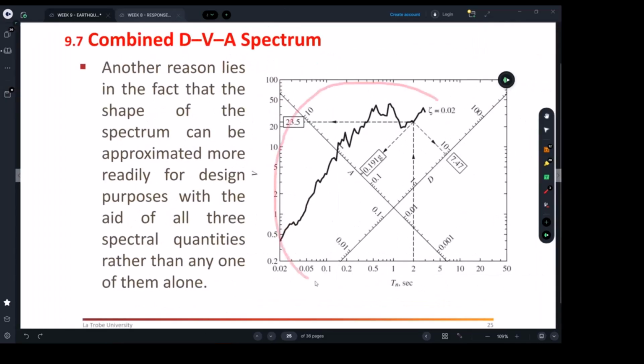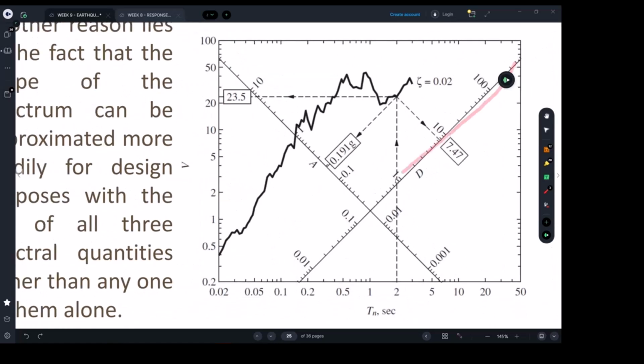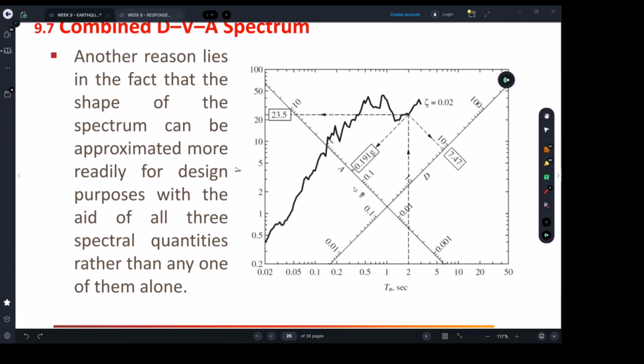Those plots look something like this, where you've got this axis to be the velocity, this axis to be the time period. So always the horizontal axis is time period. The vertical axis here is the velocity. This axis here is the displacement, D, and this axis here is the acceleration. Right? Now, how to use it?